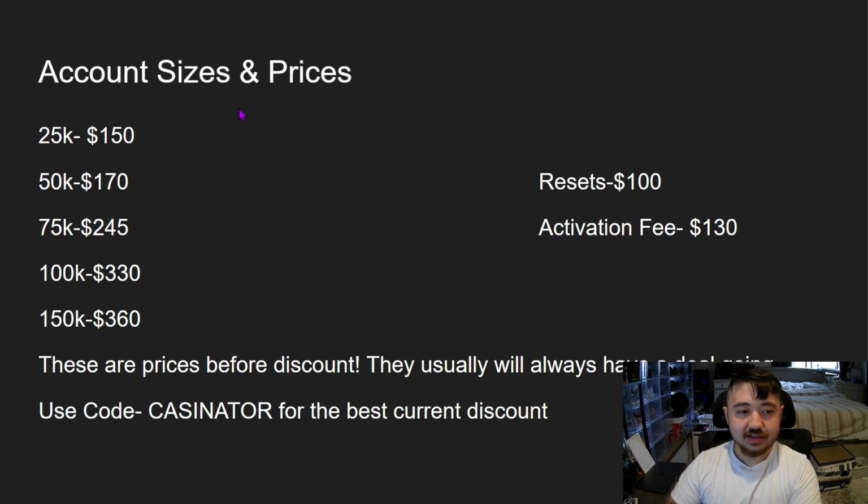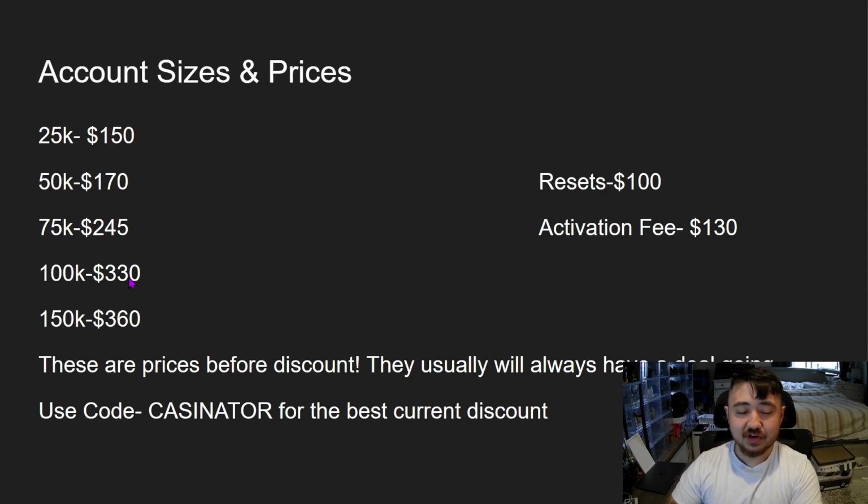So here's the account size and the prices. They're all the same account, just a different account size. Some other firms might have straight to funded or different account types. They're all the same account type. It's just different account sizes, and the price depends on the account size. They have a 25K account, 50K, 75K, 100K, and 150K account.